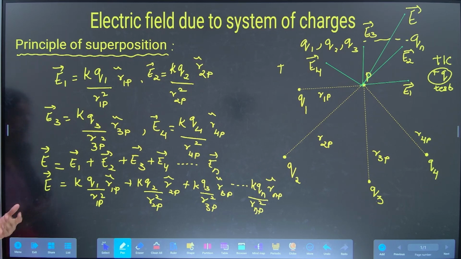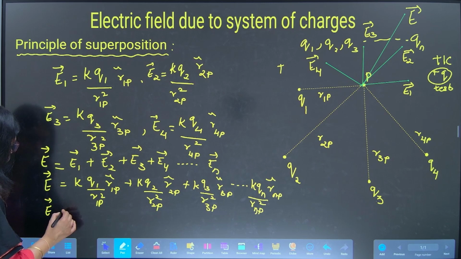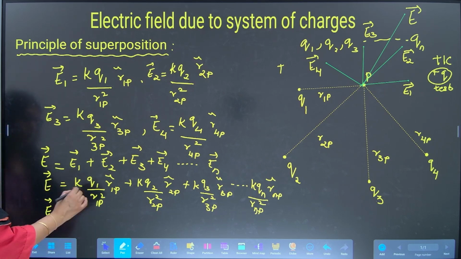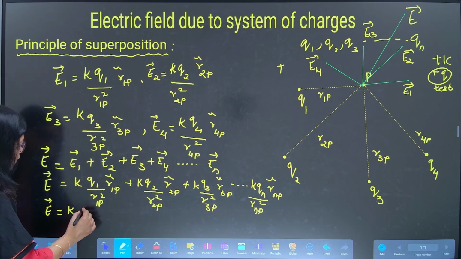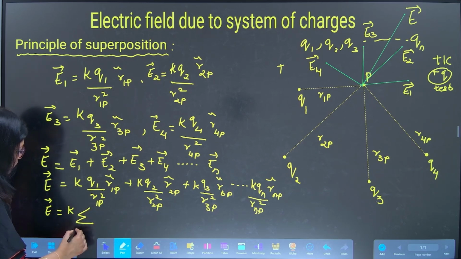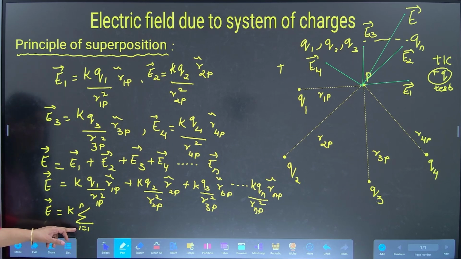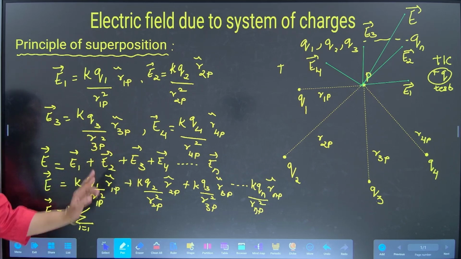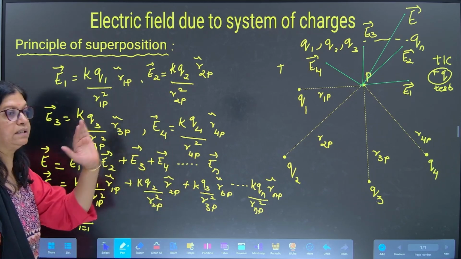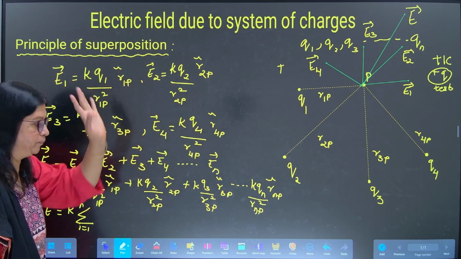We can write it as a summation also: E is equal to K, which is common, and the rest we put in sigma, i equal to 1 to n. It means that if I substitute i equal to 1, I get the first term. If I substitute i equal to 2, I get the second term. If I substitute i equal to 3, I get the third term. If I substitute i equal to n, I get the nth term. Fine.